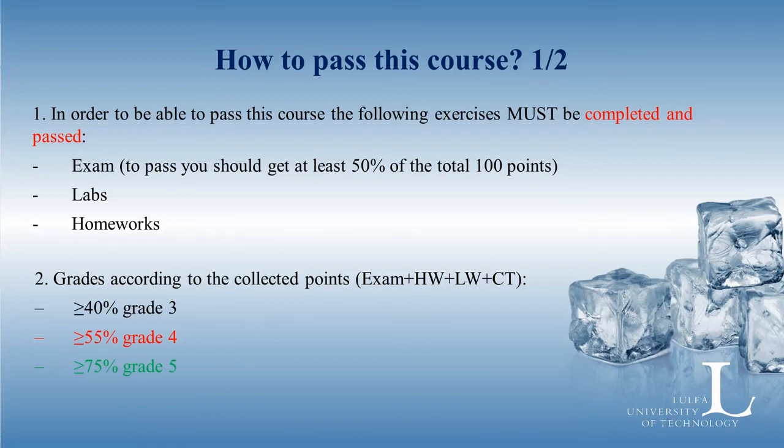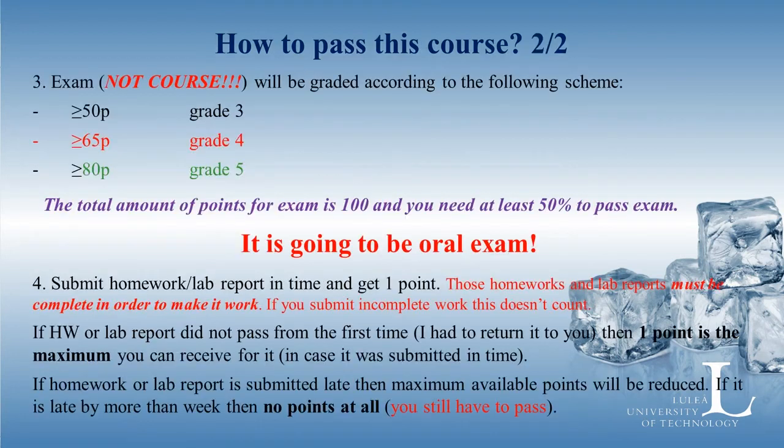And of course, according to that, you can see in point 2 on this slide that everything is summed up together, and then you can get a grade depending on how many points you have scored. And this is a percentage of maximum points which are available. And you see it's 40, 55, 75. These are the thresholds for different grades. The exam is going to be graded similarly, but the thresholds are slightly different. It's 50, 65, and 80 points out of 100.